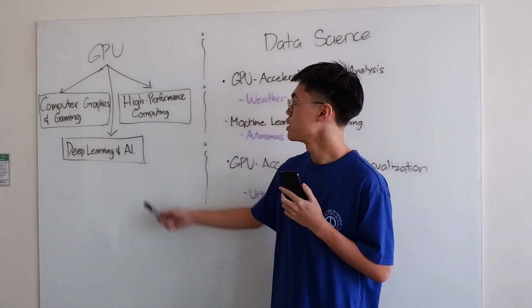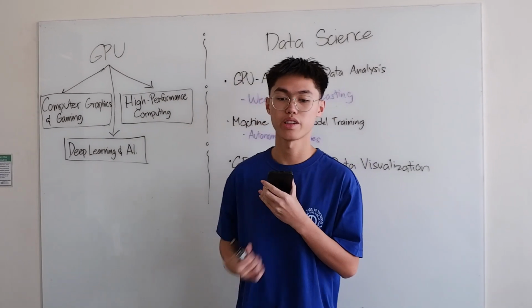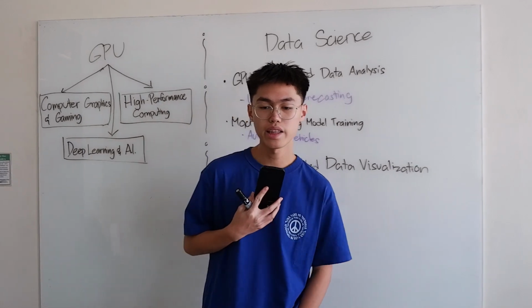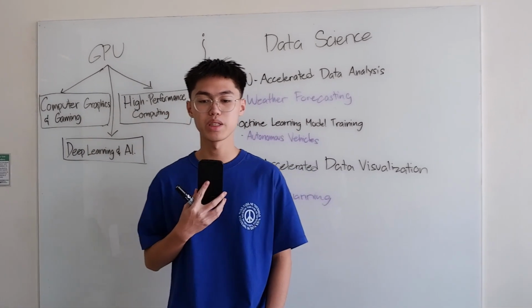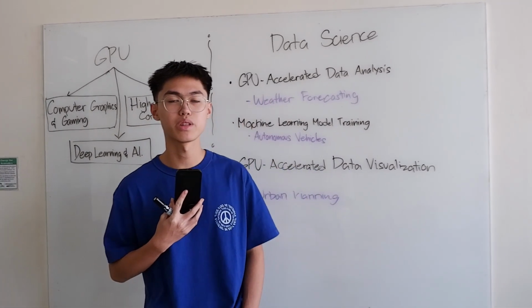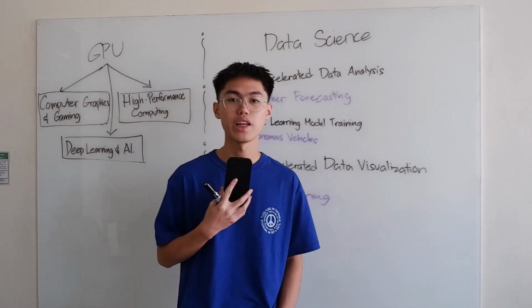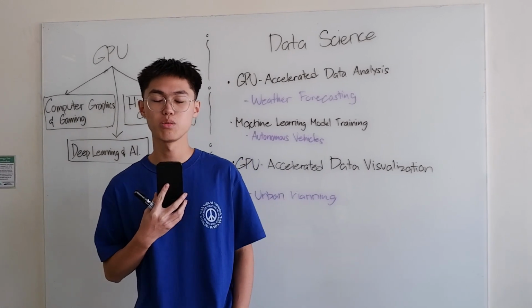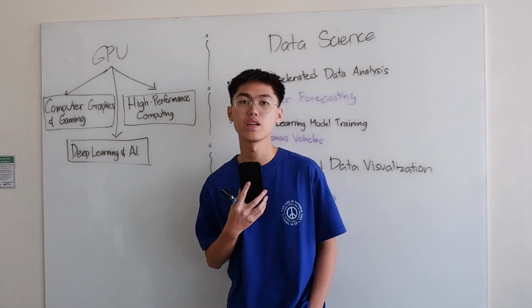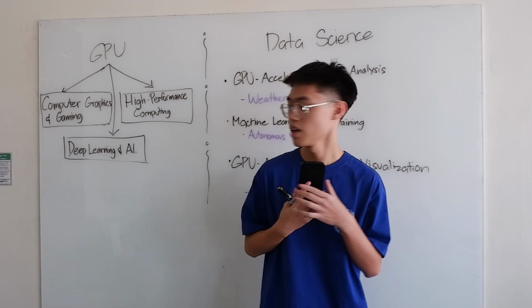Next would be deep learning and AI, or artificial intelligence. So GPUs handle the massive matrix operations and parallel computations such as image and speech recognition, natural language processing, and autonomous vehicles. One example would be Tesla for their self-driving cars.